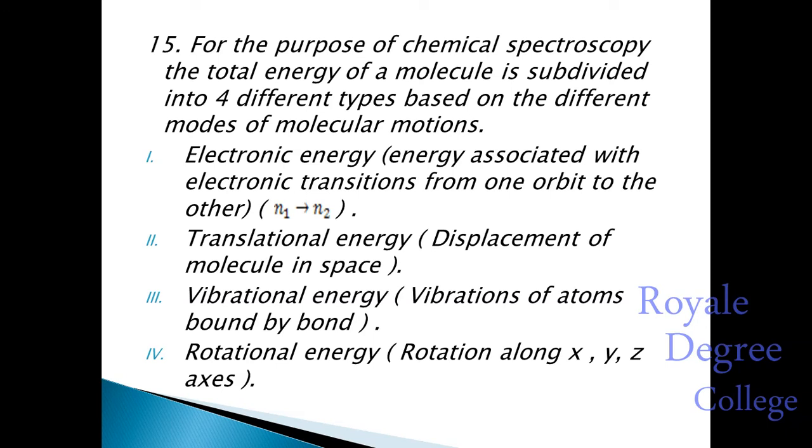The first one is electronic energy. So this is the energy associated with electronic transitions from one orbit to the other, that is from n1 to n2. Second type of energy is translational energy, that is displacement of molecule in space. And third type of energy is vibrational energy. Here the vibrations of atoms bound by bond. Fourth type of energy is rotational energy, that is rotation along the axes, that is x-axis, y-axis and z-axis.